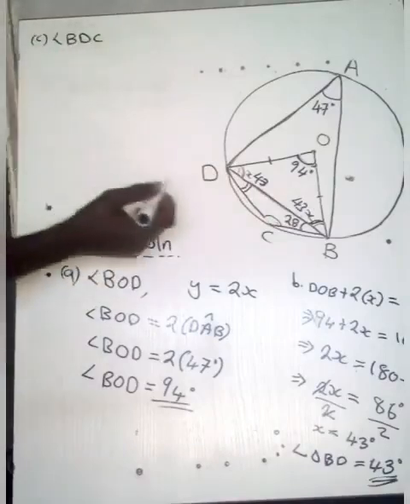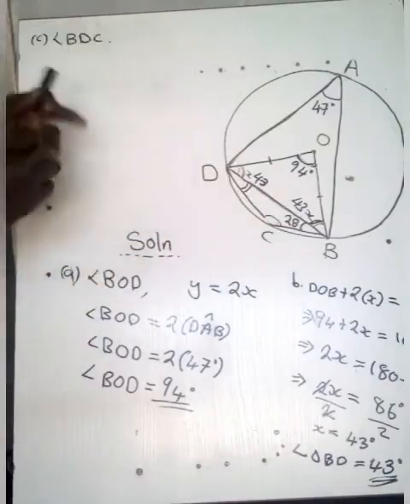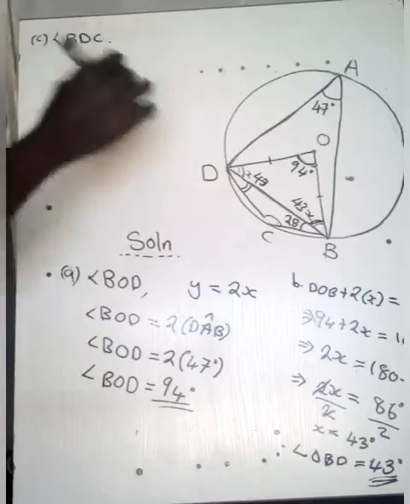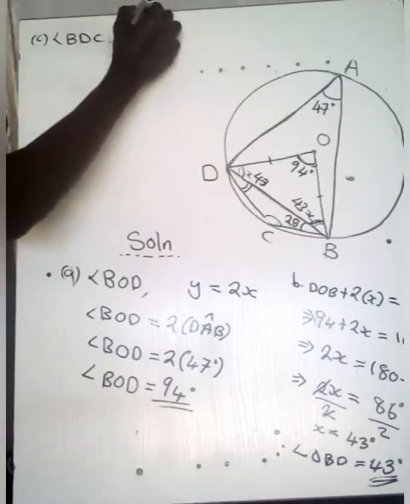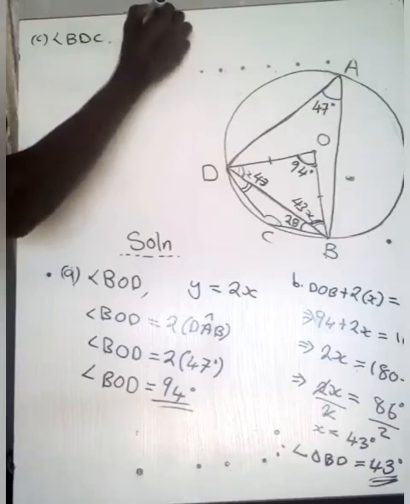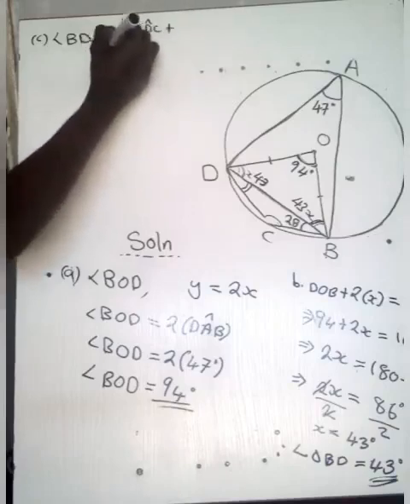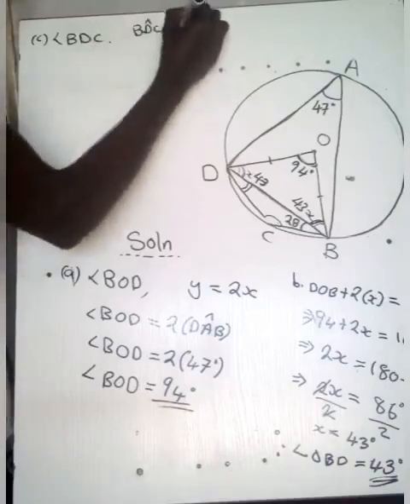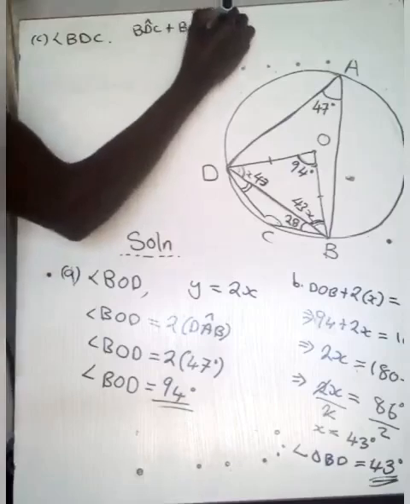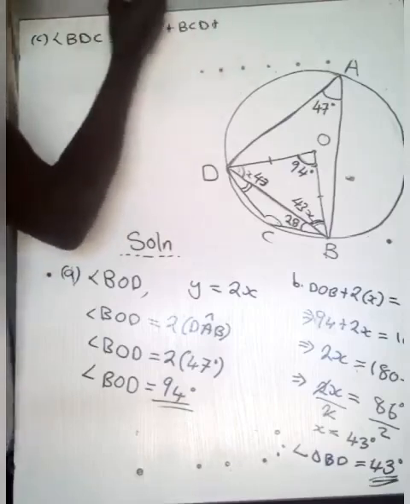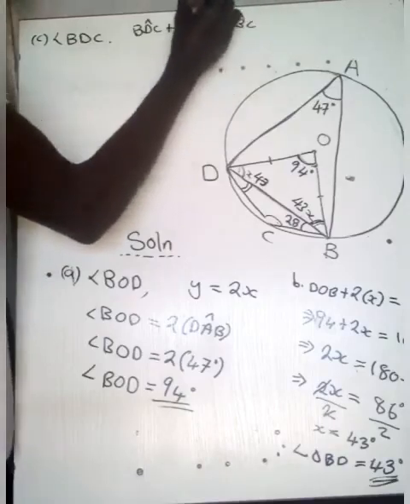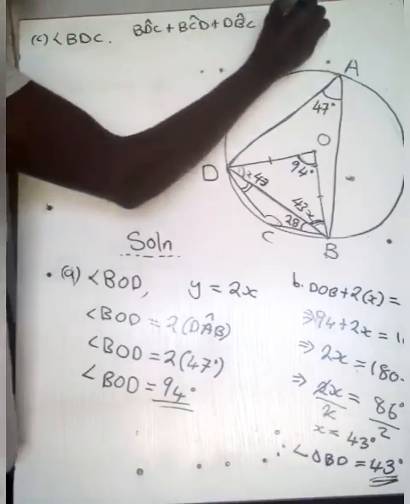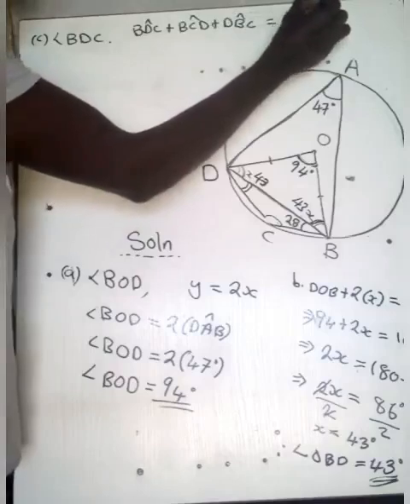So how do you calculate BDC? Pay attention here. For us to calculate BDC, we know that when you add angle BDC plus angle BCD plus angle DBC, these angles should give me 180.